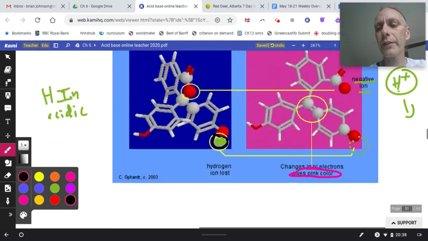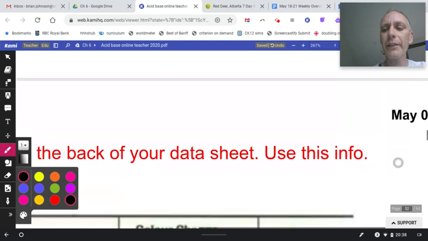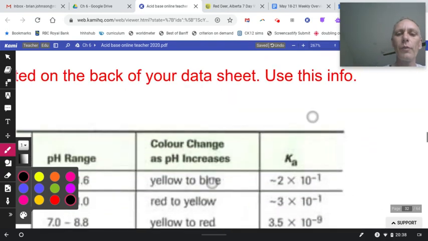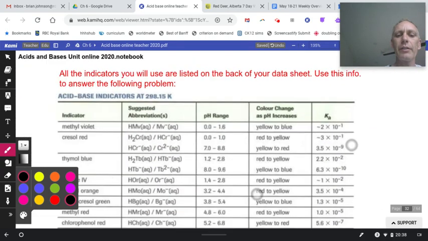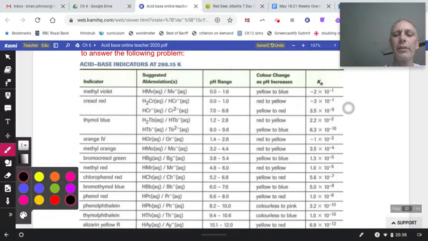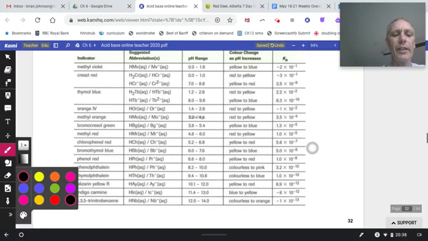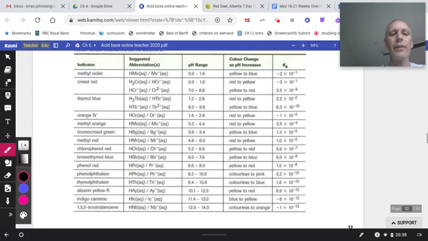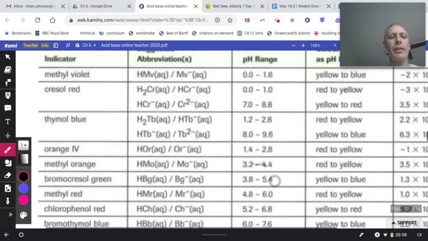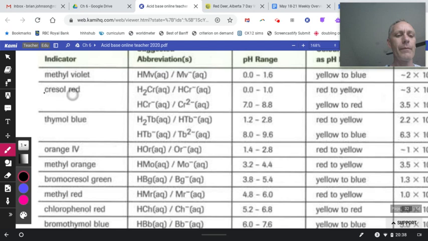Okay, so let's look at some practice problems for acid-base indicators. And you will be using a data sheet, the data table on the back of your periodic table. You'll find this guy, and it has like 15 different indicators. And for each one of them, it gives us its name. It gives us its chemical formula, and this one has 4 forms. It gives us the pH range and the colors. So at a pH of 0, this one's red, and at a pH of 1, it's yellow.